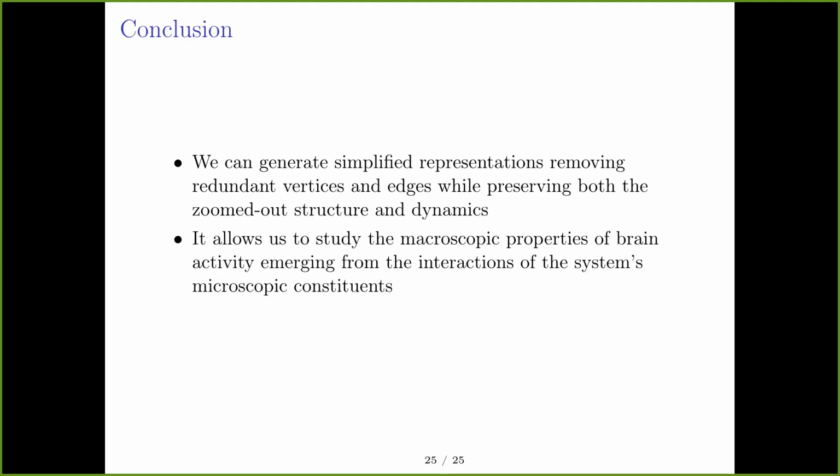results. So the two major takeaways for today are that we propose a method which simplifies a complex system represented by a graph and gives us an effective representation which preserves both the large-scale dynamics and the large-scale structure. This simplifies very large complex systems. And on the other hand, we can use it to study real-world systems like the brain, and then maybe it allows us to understand how macroscopic properties emerge from the interaction between the microscopic constituents.